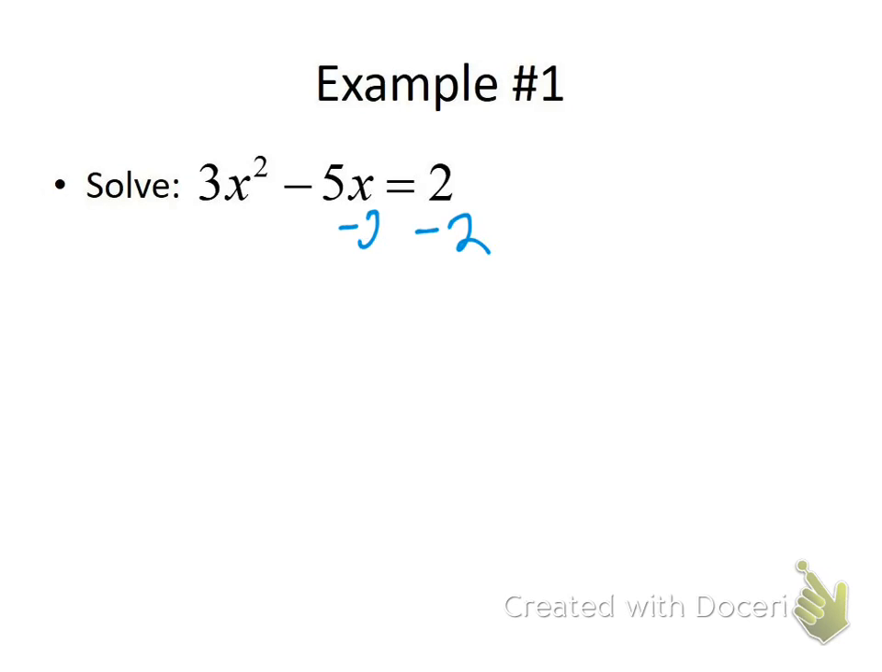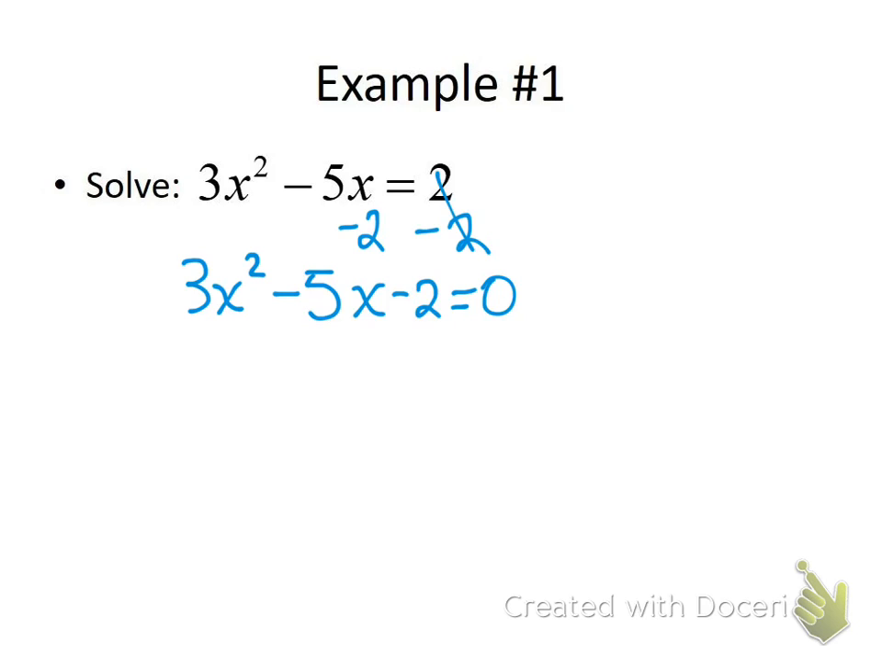This step should look familiar because we had to do this when we solved by factoring. When I subtract 2 from both sides, can I combine the minus 2 with anything on the left? No, so it just goes on the end. 3x squared minus 5x minus 2 equals 0. Our standard form. Now we're ready to identify a, b, and c.